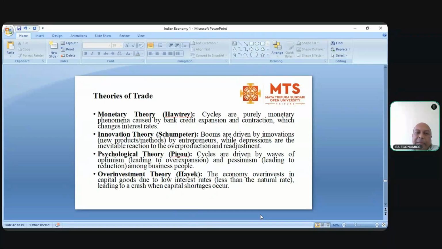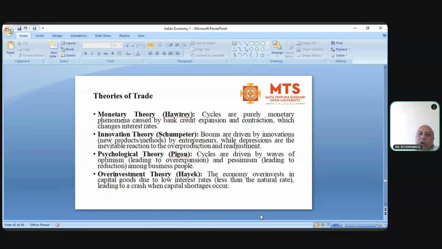Next, I will discuss various theories of trade cycle. The first one is the monetary theory of trade cycle. This theory was introduced by Hawtrey. He said that the trade cycle or business cycle basically happens due to expansion or contraction of bank credit. If a bank increases or reduces bank credit, it can directly affect the business environment in the economy.